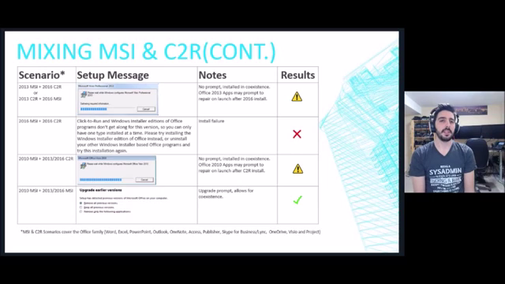Using 2013 MSI and 2016 Click to Run, or the other way around, 2013 Click to Run and 2016 MSI, the apps will be installed in coexistence, but the older version apps may prompt to repair on first launch after. And of course, 2016 MSI and 2016 Click to Run will fail. I've also included some 2010 scenarios, and for the most part, these will be successful, but mixing technologies may cause the repair prompts for the 2010 apps.